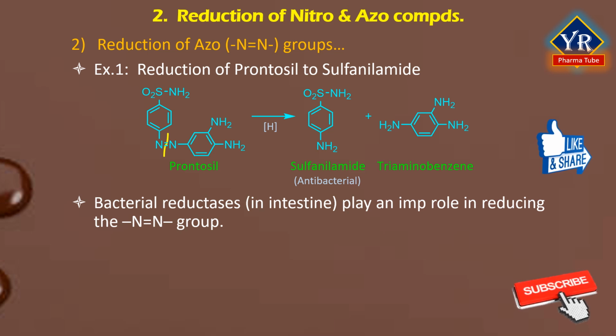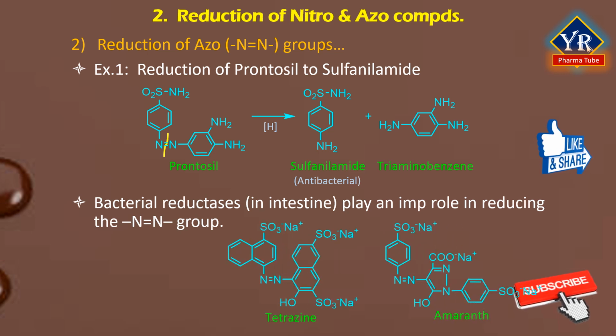Accordingly, the two azo dyes, tartrazine and amaranth, have poor oral absorption because of the many polar and ionized sulfonic acid groups present in their structures. Therefore, these two azo compounds are metabolized primarily by bacterial reductases present in the intestine.